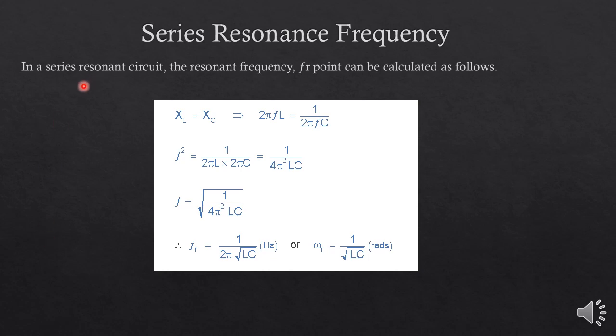In a series resonant circuit, the resonant frequency FR can be calculated using the following calculation. At resonant frequency, XL is equal to XC, where XL is equal to 2 pi FL, and XC is equal to 1 over 2 pi FC. By solving the equation for the frequency and simplifying, FR is equal to 1 over 2 pi root LC, or omega R, if we want to calculate the frequency in radians, will be equal to 1 over root LC.